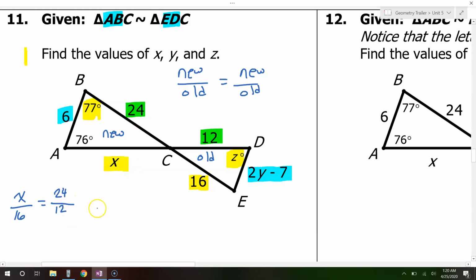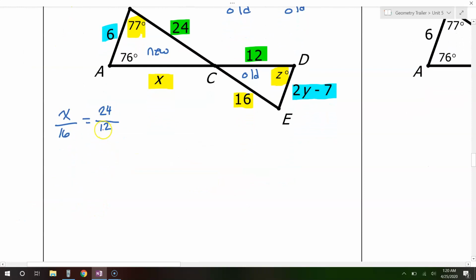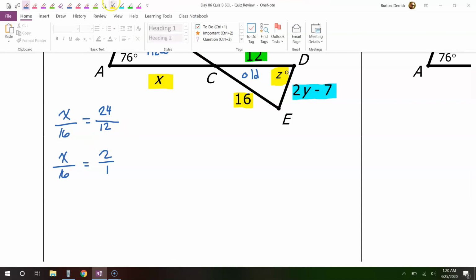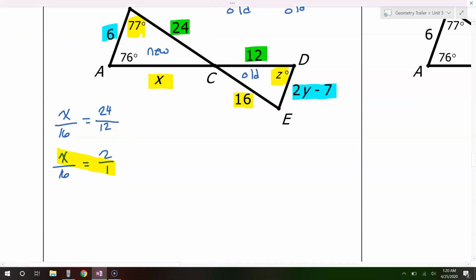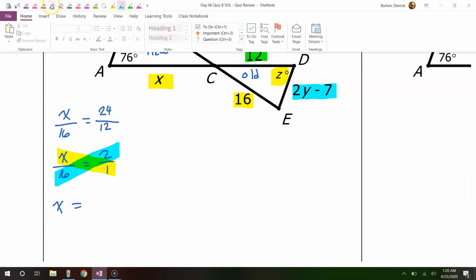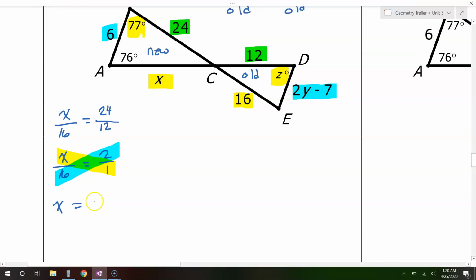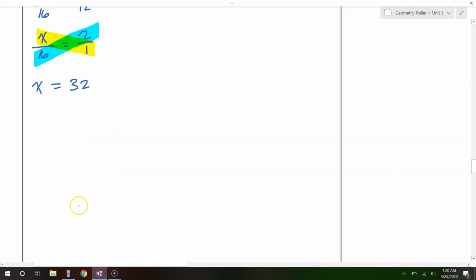24 over 12. 12 goes into 24 two times. So this is going to reduce down to 2 over 1. So now I'm just going to cross multiply. All right, so that'll just give me x, because x times 1 is just x. And then looking at the other diagonal, that's going to give me 32. 2 times 16 is 32. So x is 32.